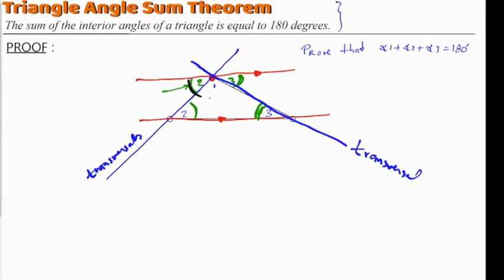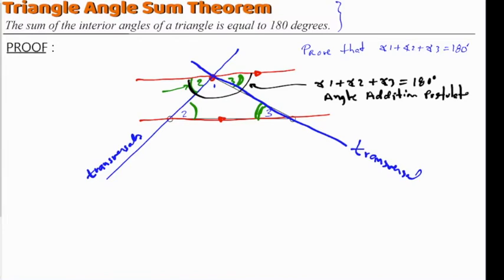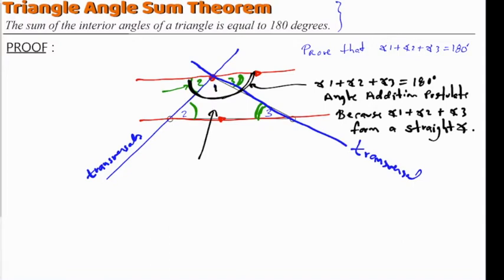So all three of these angles together, we can say add up. Angle 1 plus angle 2 plus angle 3 add up and are equal to 180 degrees using the angle addition postulate, because angle 1, 2, and 3 are now being used to form a straight angle. So if 1, 2, and 3 form a straight angle and are equal to 180 degrees, then 1, 2, and 3 inside the triangle also add up to 180 degrees, and this is why there is 180 degrees in every triangle.